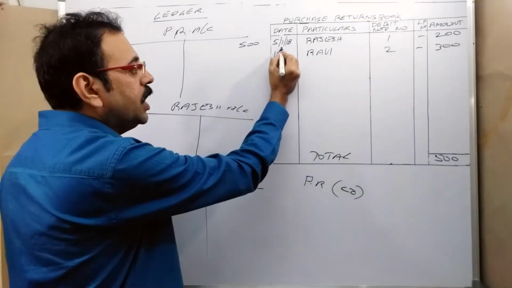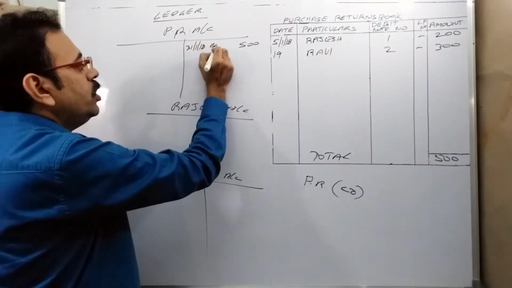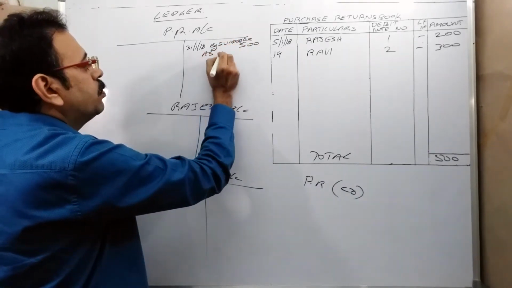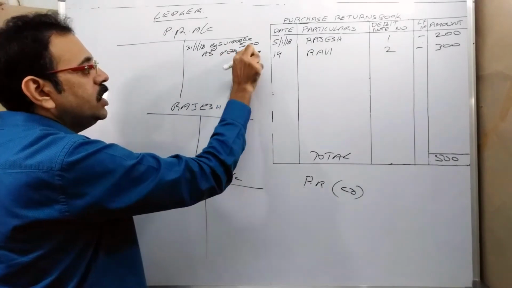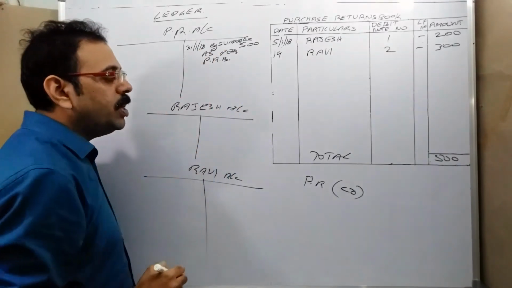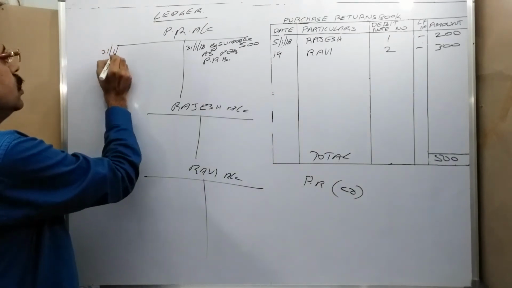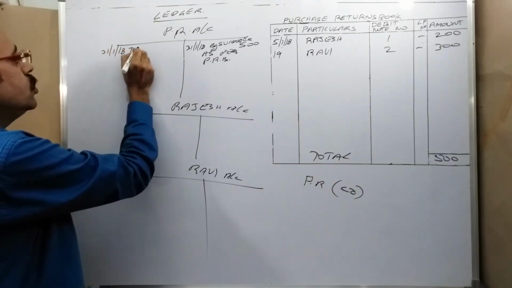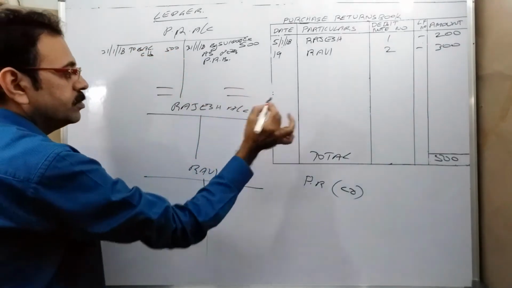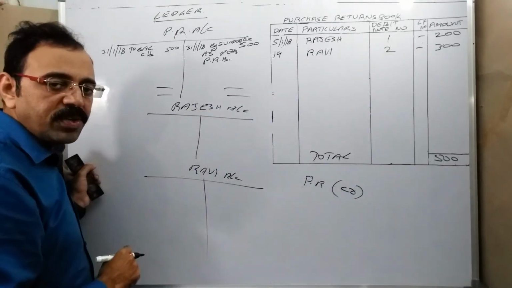On the last date of the month, 31st March 18, what to write? By sundries as per, from which book are we taking this 500 rupees? Purchase returns book, no? So, as per purchase returns book. Then on the debit side, 31st March 18, to balance carried down 500 rupees. Clear?